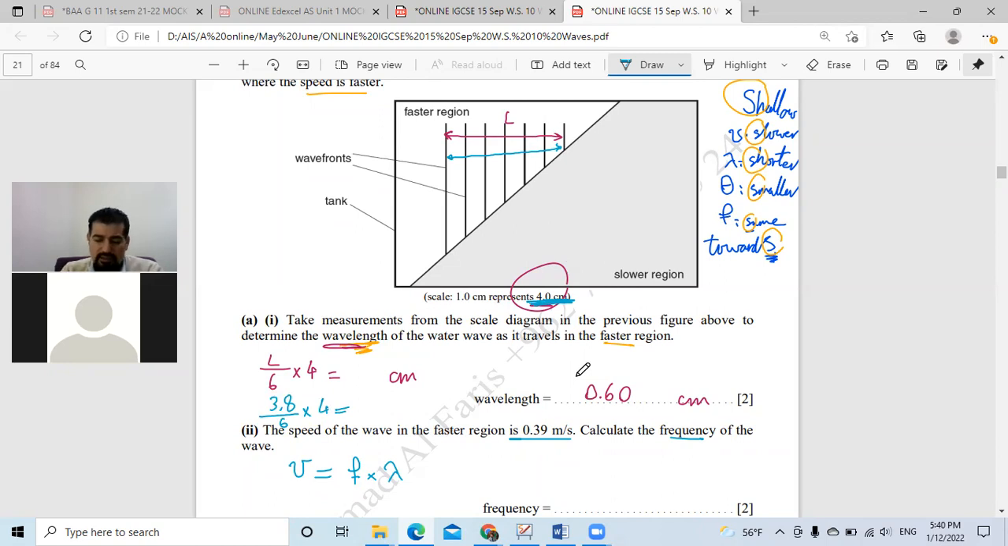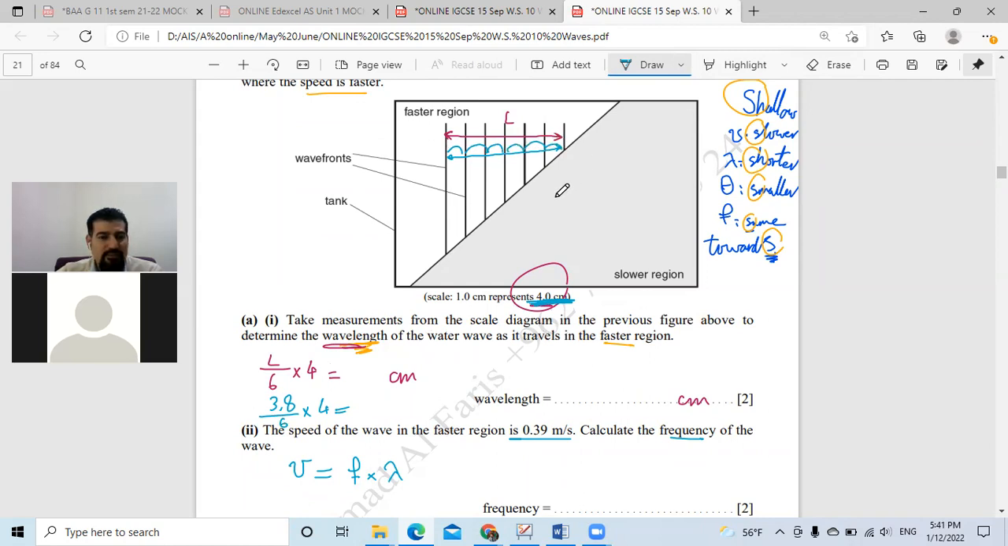Because I need to put it on the scale, and they say that each 1 centimeter represents 4 centimeters. If you did this, how much did it get? Let me use the mobile. 3.8 divided by 6 equals 2.5. Let's put another value here. Some of you said 6. Why 6? I divide by 6 waves: 1 wave, 2 waves, 3, 4, 5, 6 waves.